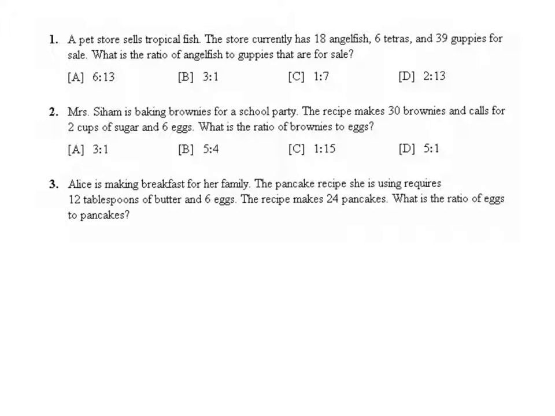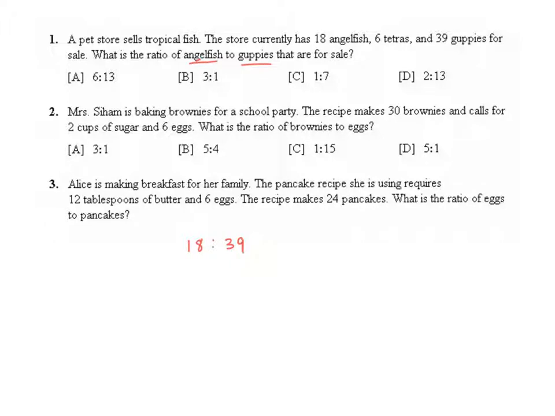Question 1 says a pet store sells tropical fish. The store currently has 18 angelfish, 6 tetras, and 39 guppies for sale. What is the ratio of angelfish to guppies that are for sale? So our first number we want to be angelfish. There were 18 angelfish. And our second number we want to be guppies. There were 39 guppies.